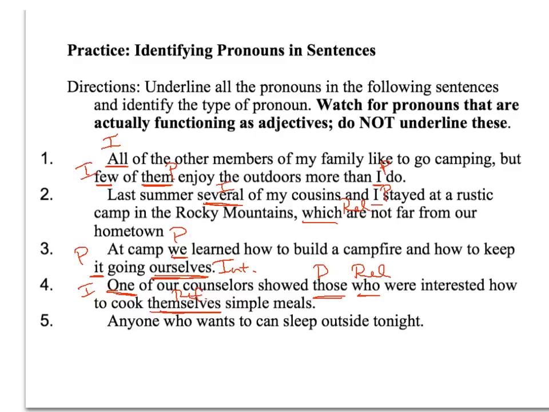And finally, number 5, anyone who wants to can sleep outside tonight. Anyone is an indefinite pronoun, who is a relative pronoun. If you had difficulty with this, know that a lot of it is about familiarity and practice. So do as much practice as you think you need until you start being able to identify pronouns really quickly and easily.